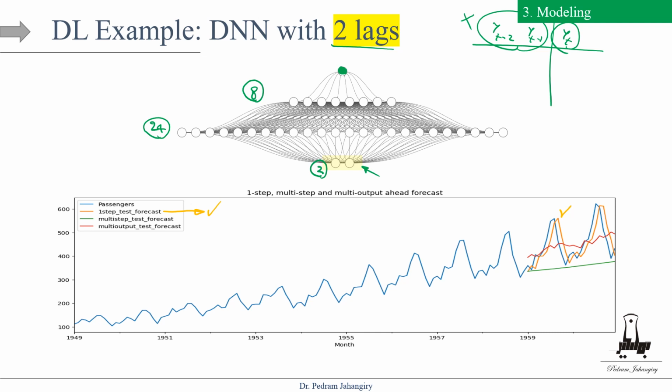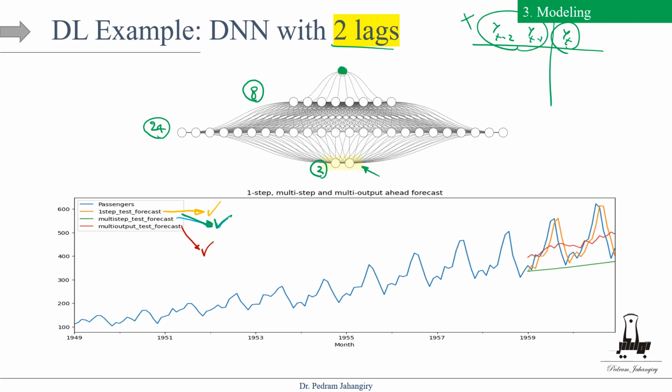So let's look at the multi-step ahead. The multi-step ahead is the green one, and then the multi-output is going to be the red one. Okay. So it seems that both for multi-step ahead and multi-output, it's capturing an upward trend, but barely capturing seasonality or things like that. So obviously we don't have a good model when it comes to multi-step and multi-output.